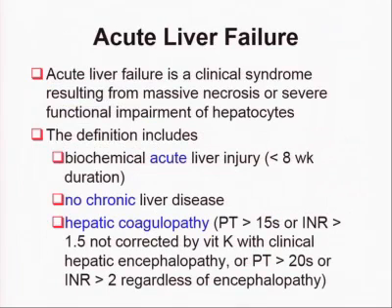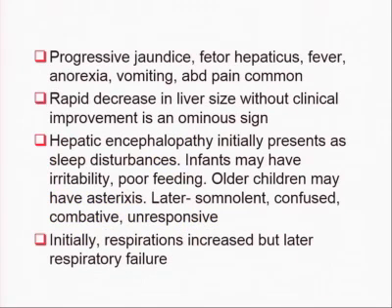So what you're dealing with is acute liver failure. Acute liver failure is a clinical syndrome resulting from acute necrosis or severe functional impairment of hepatocytes. The definition includes a biochemical acute liver injury. Again, the time period is important: no chronic liver disease and hepatic coagulopathy. If your INR is greater than 1.5 and not corrected with vitamin K, there should be clinical hepatic encephalopathy, or it could be INR greater than 2, regardless of the encephalopathy.